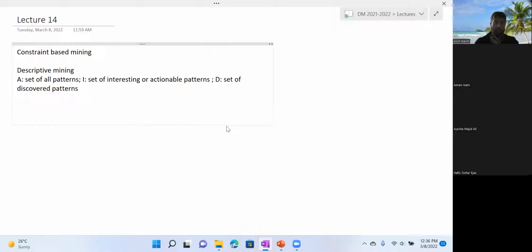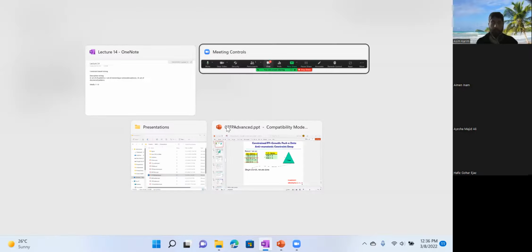So ideally, I should be equal to D. Whatever you discover is exactly equal to the set of all interesting patterns. That would be an ideal scenario. So I will probably draw.